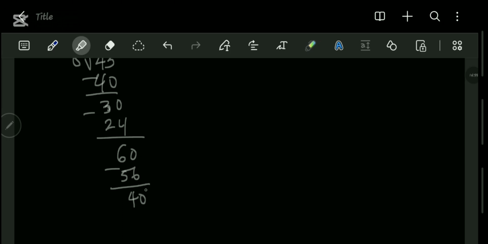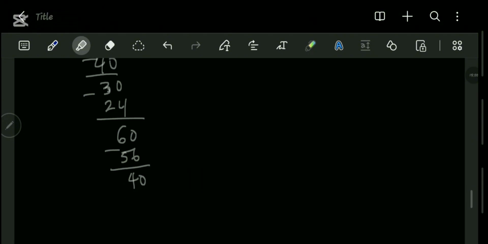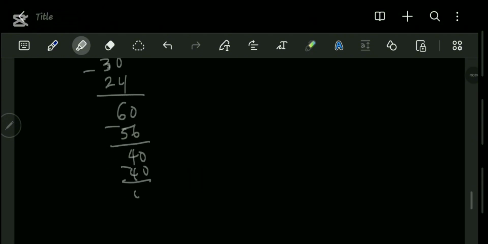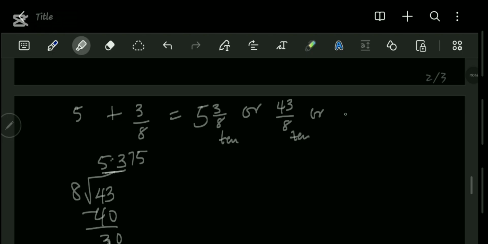Add 0. 8 there is 5. 8 times 5 is 40. And when you subtract, you have 0. So it means our answer is going to be 5.375 in base 10. So any of this is correct. So in case you don't see the right option in decimal, you could see the right option in a fraction too.